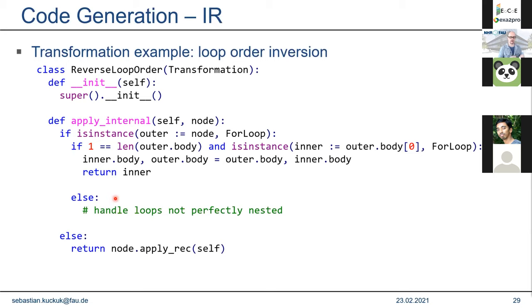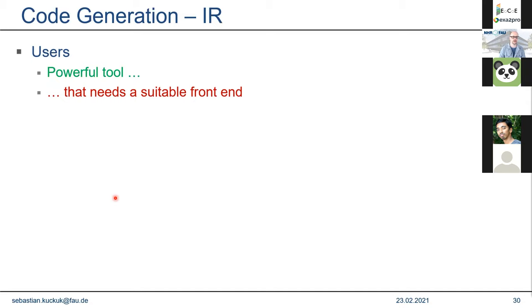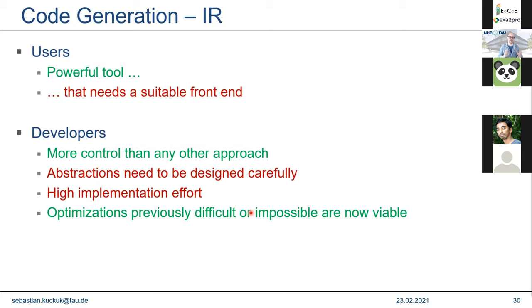And this is also what the user sees. This is a powerful tool, but it's a tool that's rather difficult to use from a user perspective, because usually users don't want to implement inside of code generators because it's a little too complicated. However, for the developers, we have really a good mechanic to implement parallelization approaches, optimizations, other transformations. We have a lot of control. But of course, this control comes at a price.